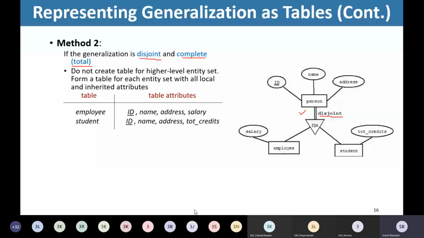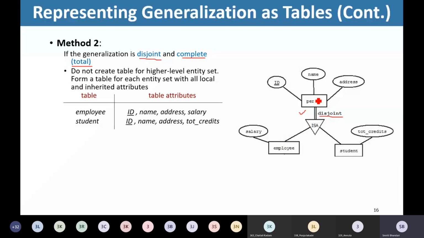Yes, very true. So when we say that it is disjoint, the higher level entity set is person. If this entity belongs to either employee or student, not both, then the higher level entity is a member of at most one lower level entity set. Then we say that it is disjoint.